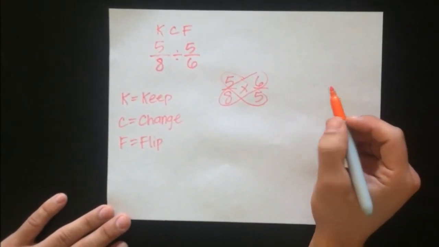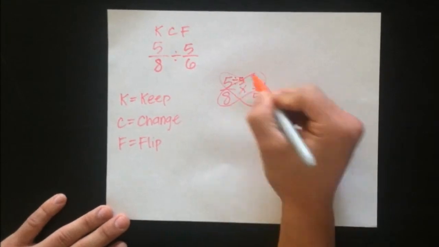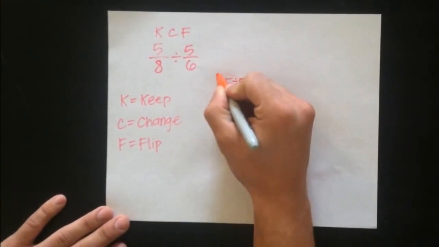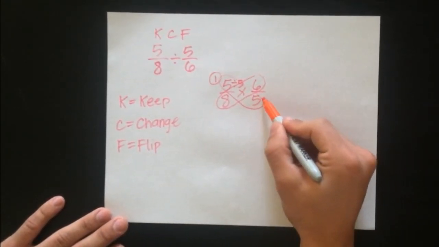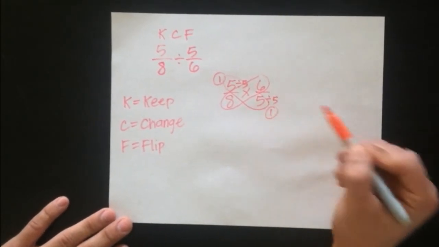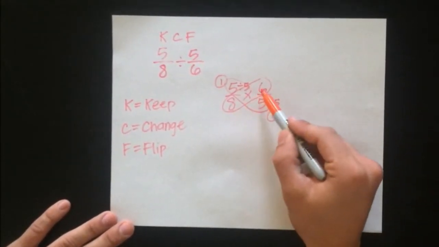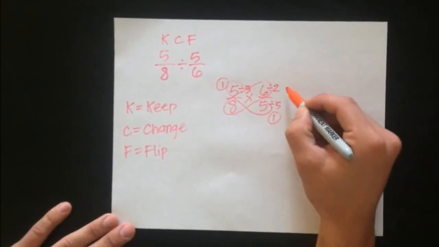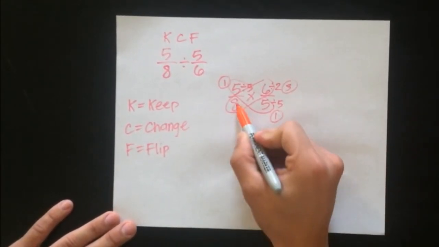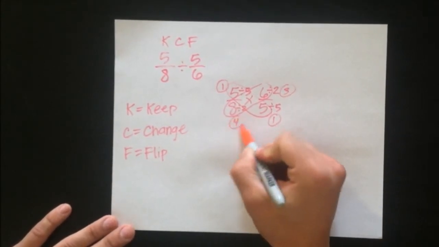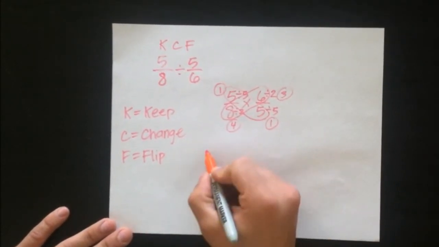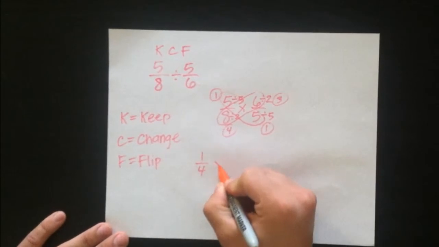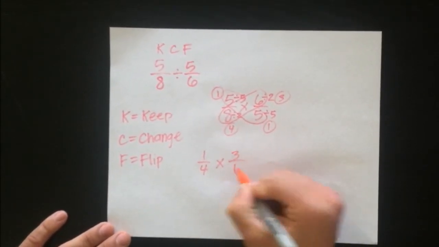The greatest common divisor between 5 and 5 is 5. So if we divide 5 by 5, we now have 1. If we divide 5 by 5, we also have 1. The greatest common divisor between 8 and 6 is 2. So if we divide 6 by 2, we now have 3. If we divide 8 by 2, we now have 4. So now we write our problem as 1/4 multiplied by 3/1.